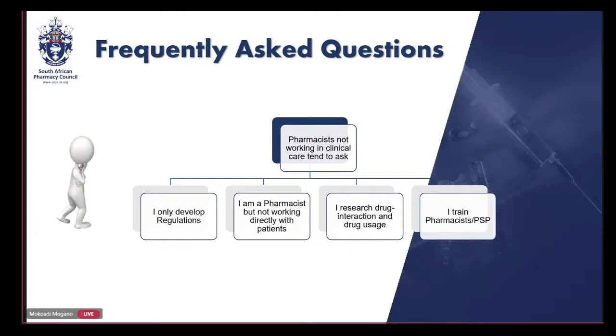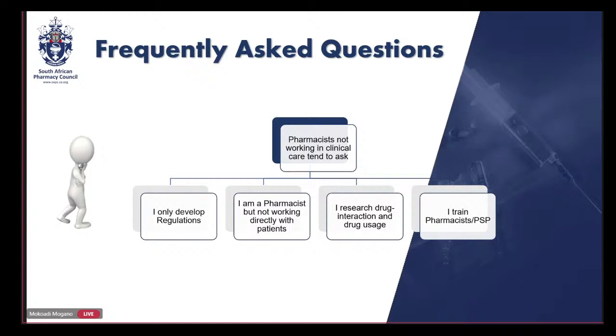Right. These are some of the frequently asked questions that we receive at Pharmacy Council. Pharmacists that are not working in a clinical setting tend to ask these questions. For example, one would ask, I only develop regulations. Is it necessary for me to submit CPD activities? Another one would ask, I'm a pharmacist, but not working directly with patients. There's another one, I research drug interaction and drug usage. And the last one there is, I train pharmacists or pharmacy support personnel. So there are many more to this.